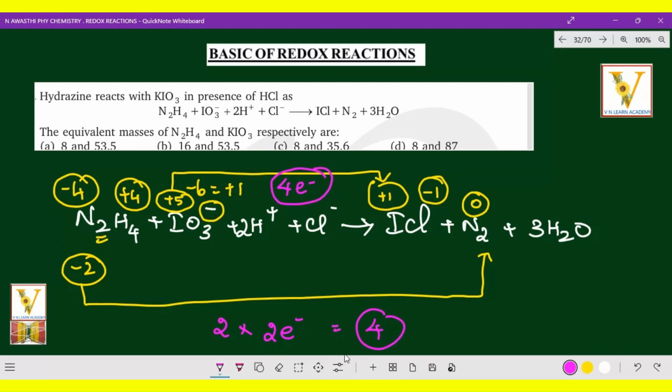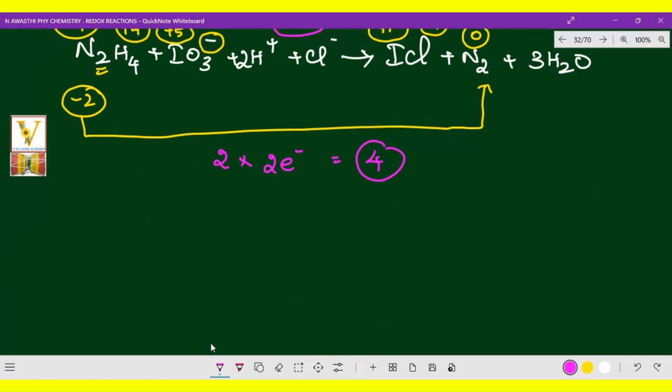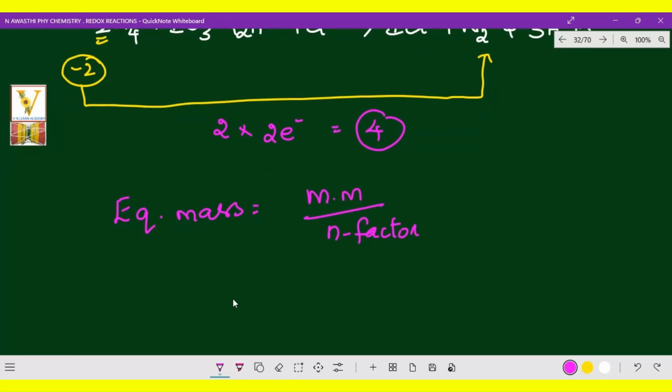Okay, now let us identify the equivalent mass of each. Equivalent mass is equal to molecular mass divided by n factor. Now, the equivalent mass of the first one we are going to check, hydrazine.